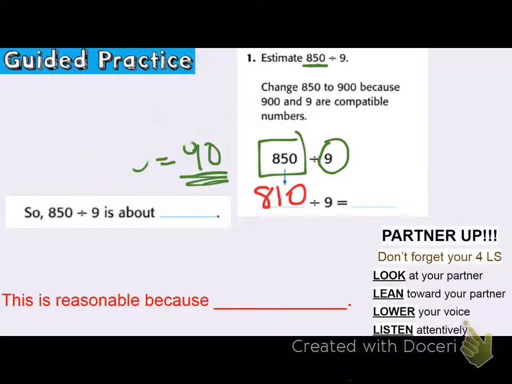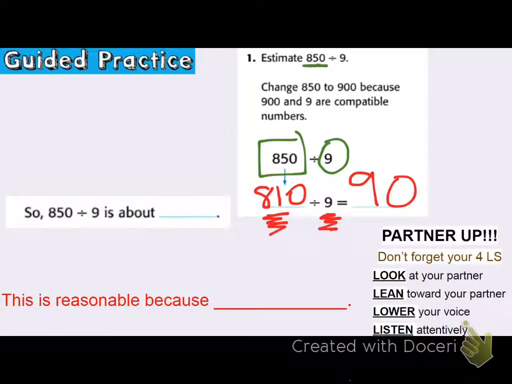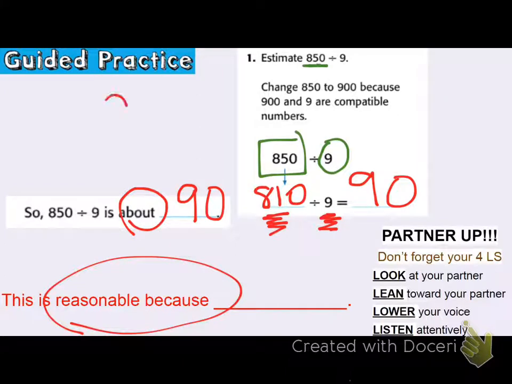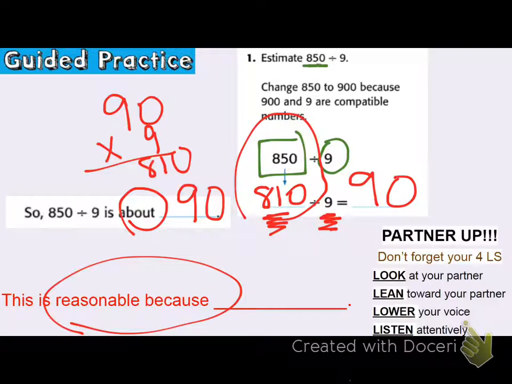So 850 is estimated. Step 2 is to divide. Well, I can divide using that mental math. 9 goes into 81 9 times and add my 0. So it's about 90. It's reasonable because 90 times 9 gives me 810, which is my estimation. So I know I have the answer that's about correct.